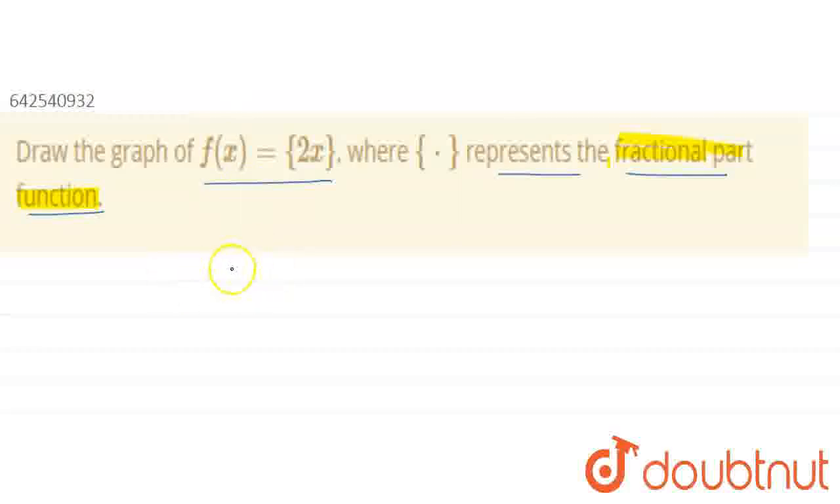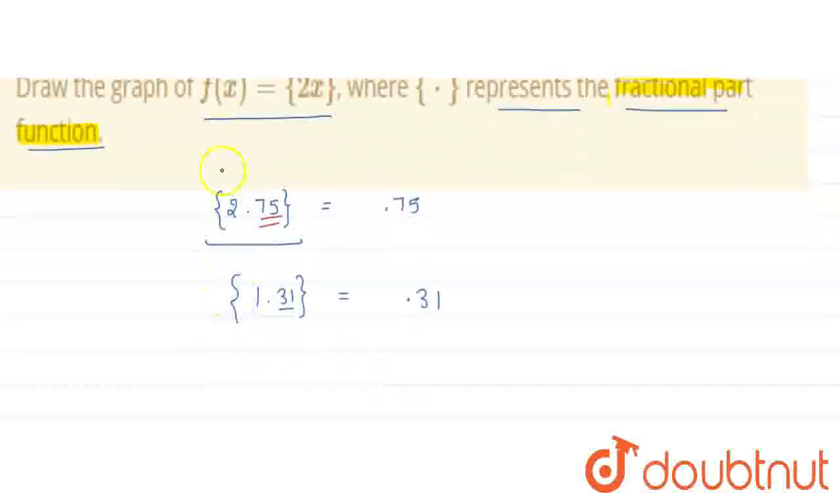So I say, what is the value of the fractional part of 2.75? Notice the fractional part is 0.75. So the answer of this expression is equal to 0.75. Similarly, the number written inside the fractional part function is 1.31. So what is the fractional part? 0.31.